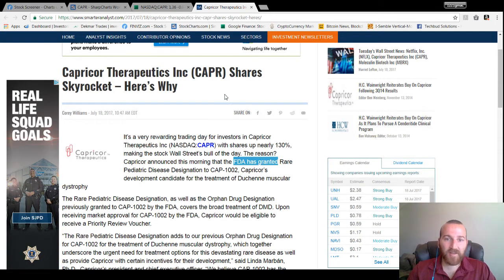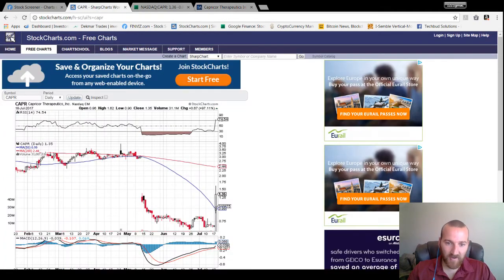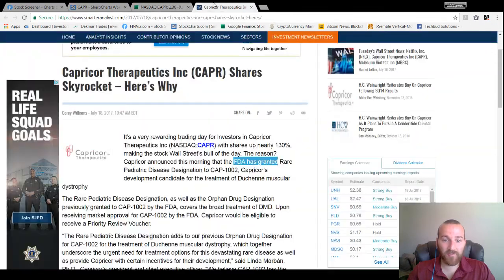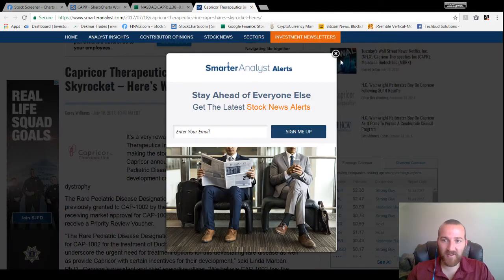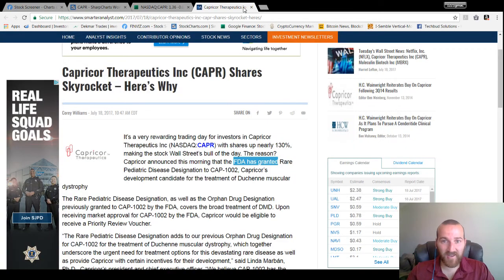So me personally, I'm not saying go out right now and buy CAPR. I'm just saying right now it's on a run up. It broke out of this low trend and shot up, and it has good news. It's got FDA approval. It's got FDA grant for a rare pediatric drug. So that's big news, and that's why that stock is in play, and that's why people are trading it. Now this could be a play that continues on. It could be a play that only lasts a day.